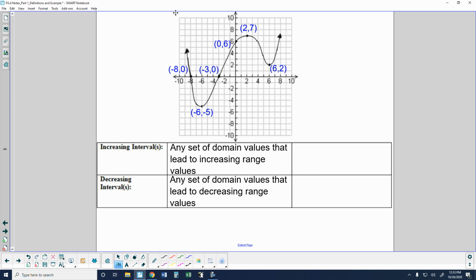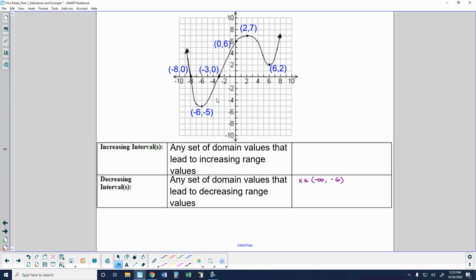So again, this graph goes up forever in this direction. As I move left to right, I'm coming down. So this would start as a decreasing interval. I'm going to list this as starting from negative infinity, and as I move left to right, I'm coming down, down, down, down, and right here I turn around at -6. We're listing the x values, the domain values, so the end of that interval would be -6.